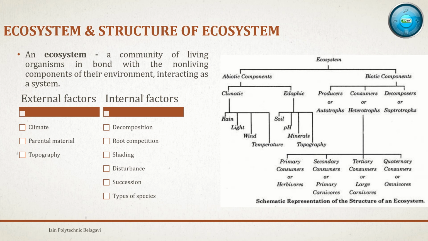Then there are tertiary consumers. They are dependent on the primary as well as secondary consumers. When it comes to the quaternary consumers or the omnivores, these are the animals, or the consumers, which are dependent on all these three consumers, the primary, secondary and the tertiary consumers. So this is the schematic representation of the structure of the ecosystem, how this works under a given environment.